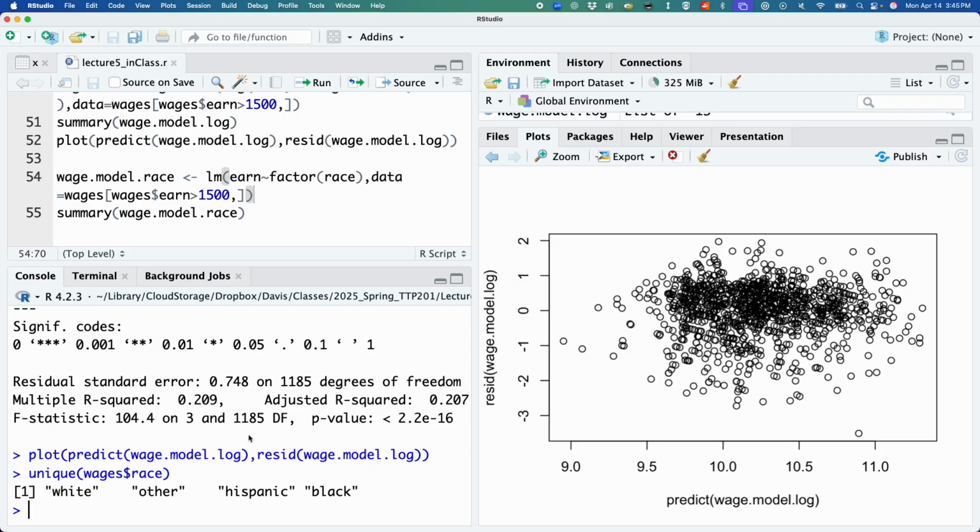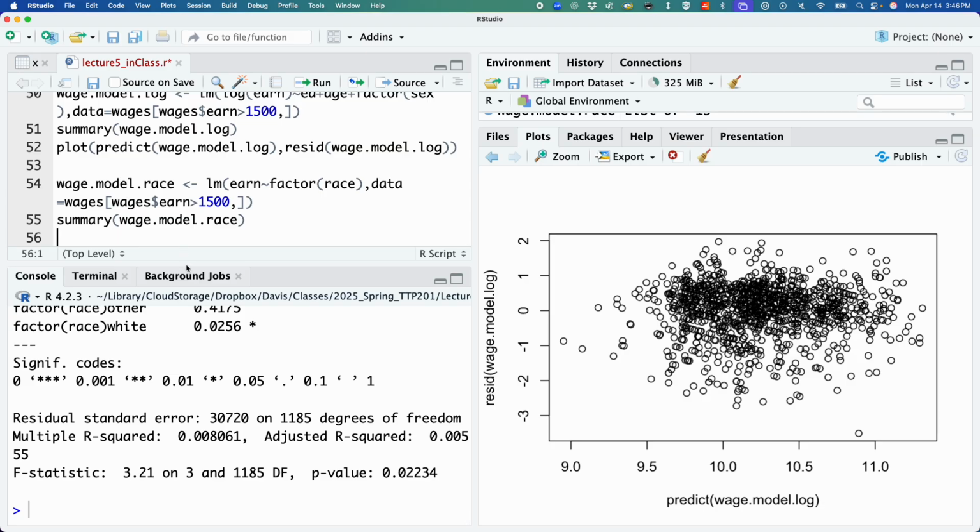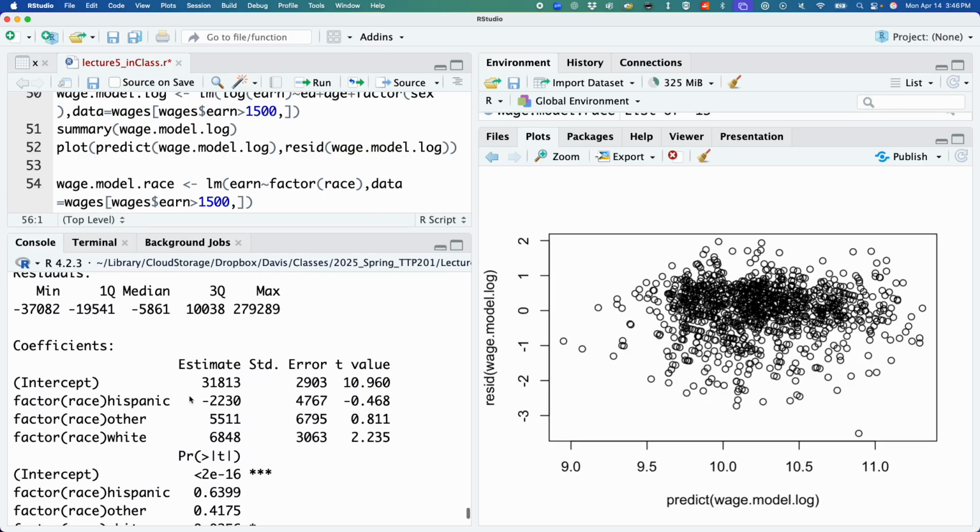When I run this, which race will be dropped and why? Yes, because it's alphabetical. Okay? And if we wanted to change that, we know how, right? You would specify the levels for the factor, and it'll always drop the first one. Okay, so let's run this, and now let's do the interpretation.